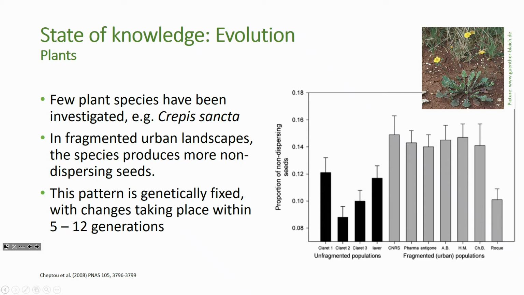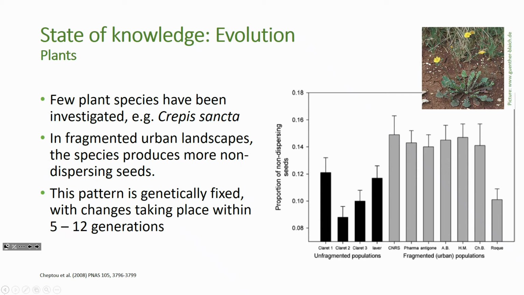And they brought the seeds to a common garden and raised the plants, and then tested how they dispersed their seeds. And you have to know, to understand, that Crepis sancta is a plant species that has two strategies for dispersing its seeds. On the one hand, it has flying seeds, just as dandelion has. On the other hand, it produces seeds that cannot fly, that are just dropped close to the mother plants.